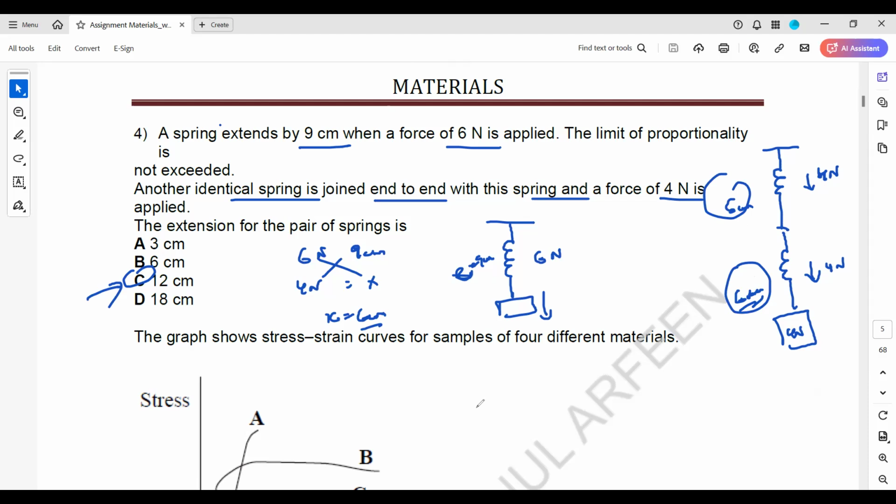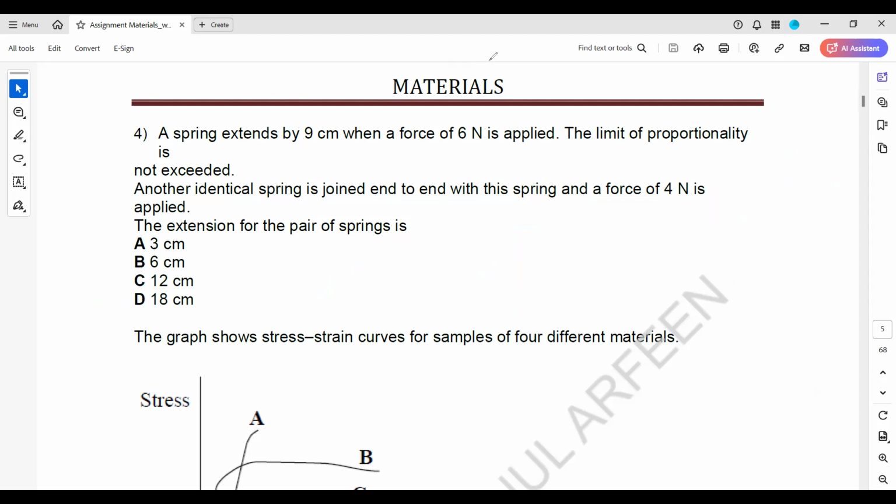Is it clear, this one? Because it is connected end to end. If you remember, I explained last time, the extension will be double. If one spring has an extension of 6, then end to end, it will be double. But if they are connected side by side, then the extension will be half.